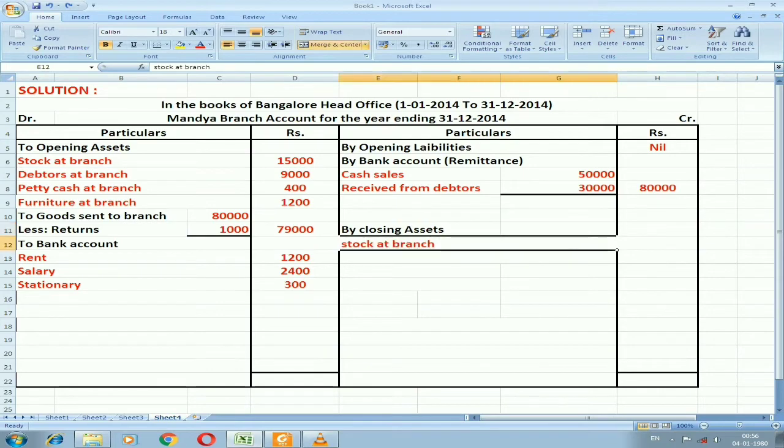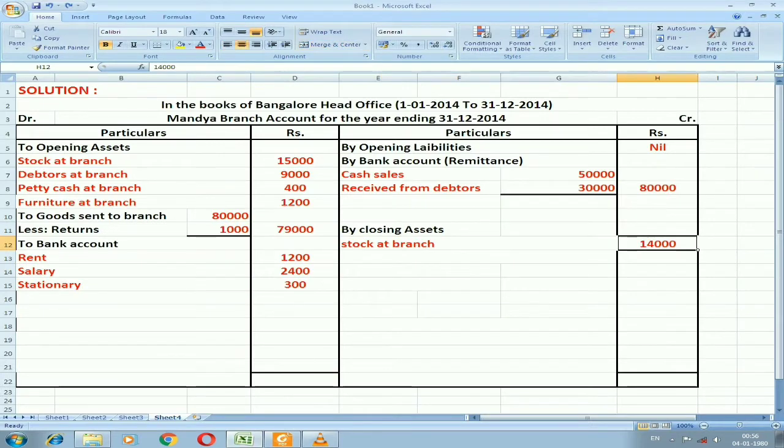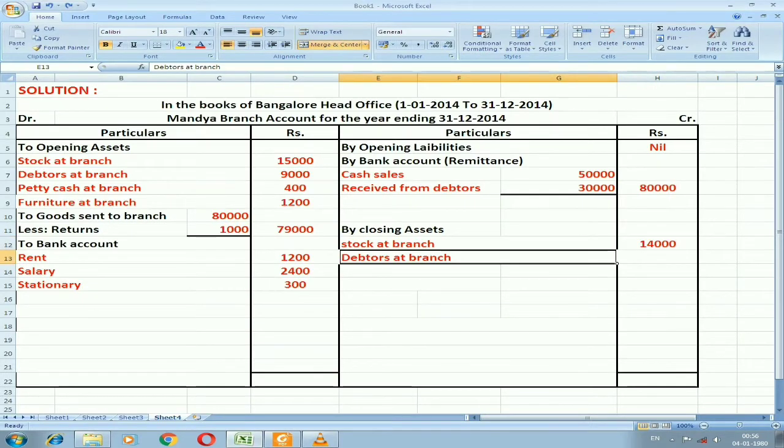Next we need to close the assets. Whatever the assets we have opened, that is supposed to close. First we have opened stock. They have already given the closing stock, that we need to record 14,000. Then we have opened debtors.